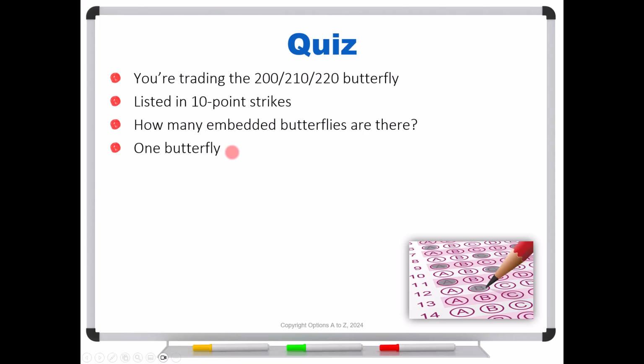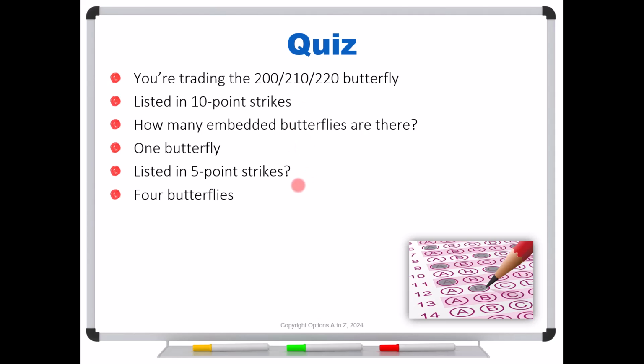But now let's say we look at our broker's platform and we see that for this expiration, they are listed in 5-point strikes. So ask yourself, how many steps do I take if I can count by fives from 200 to 210? I can go 205, 210. There's 2 steps. 2 squared is 4. I know that there are 4 embedded butterflies in that butterfly.